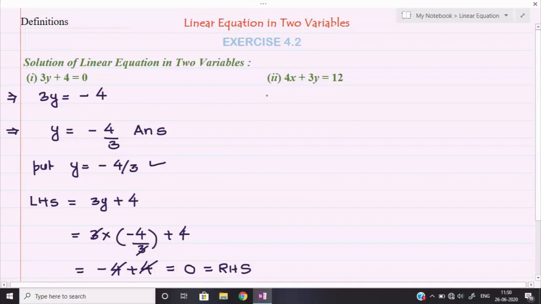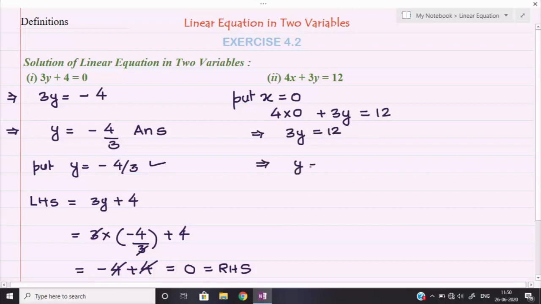For example, suppose I take the value of x as 0. So put x equal to 0. So 4 into 0 plus 3y is equal to 12. Now 4 into 0 becomes 0, so the remaining is 3y is equal to 12. 3 is in multiplication, so it will go to the other side and divide. So y will be equal to 12 divided by 3, which becomes 4.